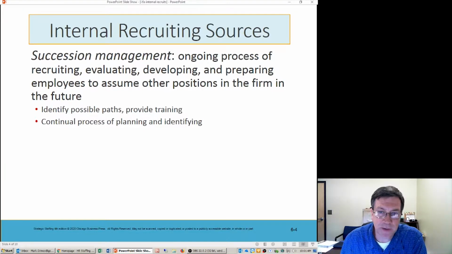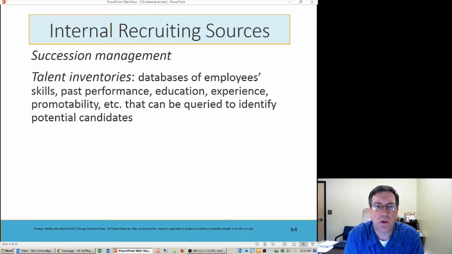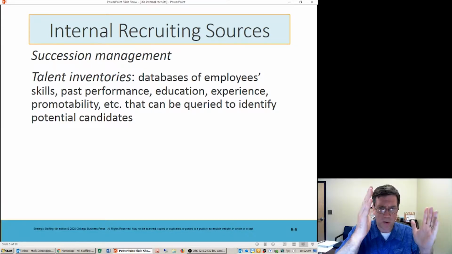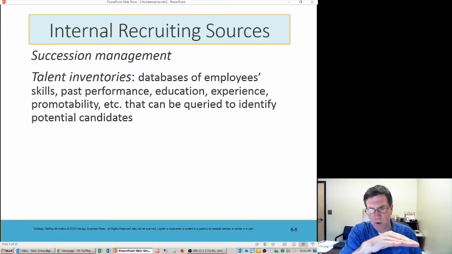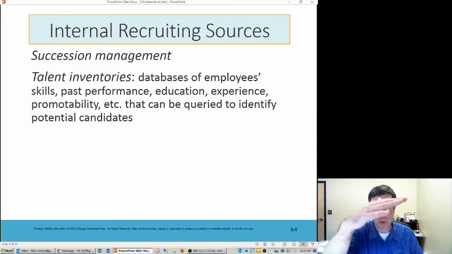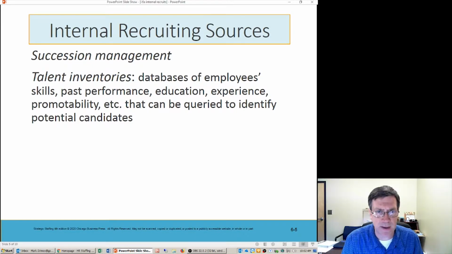So succession management is a great way that we can find internal employees who can take on new responsibilities or promotions or new roles. Another thing that we can do is called a talent inventory. It's a database. It might be an Access database, it might be an Excel database, it may be some specialized software from a vendor. But the idea is that, if we're thinking about it in terms of an Excel spreadsheet, we've got one column with all of our employees, row by row by row by row. There's 200 rows because there's 200 employees and they're all named. And then out to the right of that column, we've got other columns with specific pieces of information.